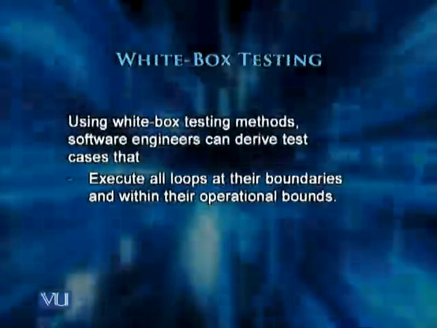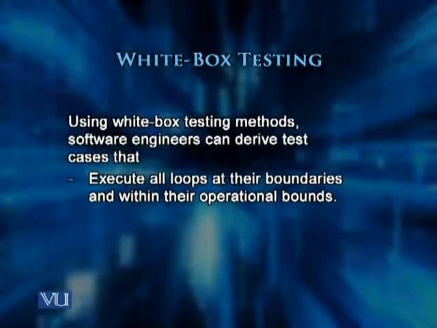The software engineers who are using white box testing methods can derive test cases that execute all loops at their boundaries and within their operational bounds. It is very interesting that when you're working with loops, there are three areas that are very important. One is when the loop starts and the numbers before that, or the conditions that exist before that. Second, within the bounds. Third, at the boundary on the higher end, or when you are completing the loop, and the conditions that take you out of the loop. So you have the boundaries of the loops, and then you have the conditions that keep you within those boundaries.